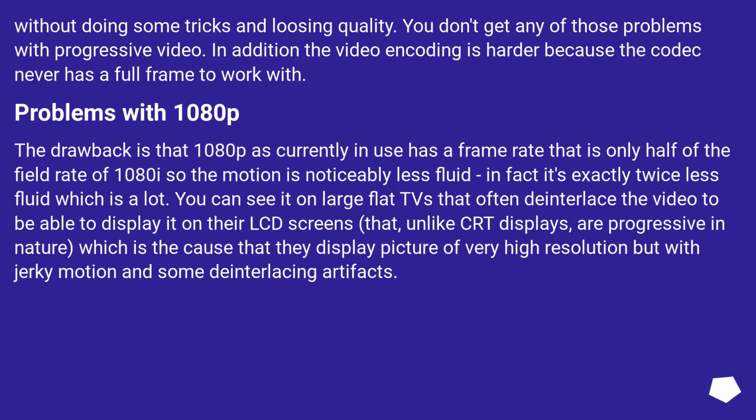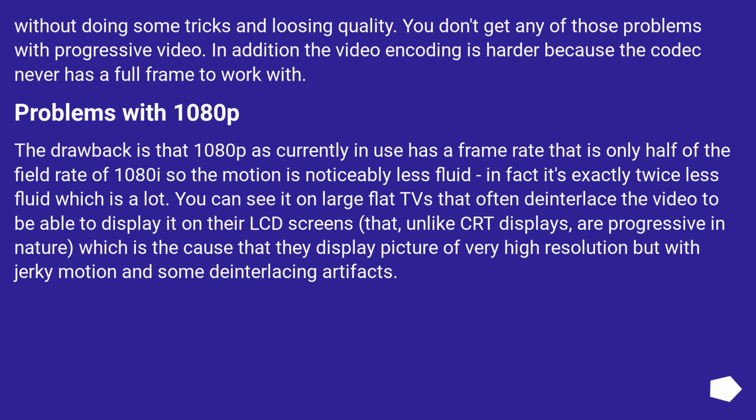Without doing some tricks and losing quality, you don't get any of those problems with progressive video. In addition, the video encoding is harder because the codec never has a full frame to work with. Problems with 1080p. The drawback is that 1080p as currently in use has a frame rate that is only half of the field rate of 1080i, so the motion is noticeably less fluid. In fact, it's exactly twice less fluid, which is a lot.